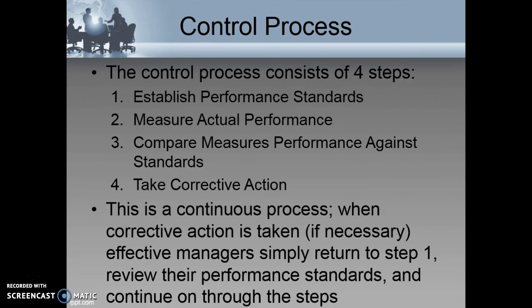The control process itself consists of four particular steps. The first is to establish performance standards. Then we measure our actual performance. After we've done that, we compare those performance measurements against the standards that we set earlier. And finally, we take corrective action. This is a continuous process. So when corrective action is taken, effective managers will simply return back to step one, establish new standards, and repeat the cycle over and over again.